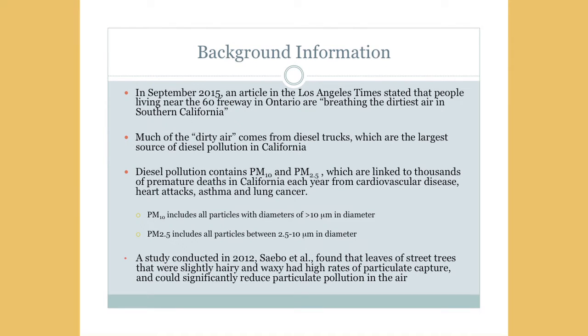So I based a lot of my research off a study by Sabo et al., which was in 2012. They found that leaves of street trees that are slightly waxier or have hair on them are better at capturing particulate matter. I also wanted to say how I'm defining my particulate matter sizes. I'm going off the study by Sabo et al., and PM10 is defined as any particulates that are 10 micrometers in diameter and bigger. And then PM 2.5 is between 2.5 and 10 in diameter.